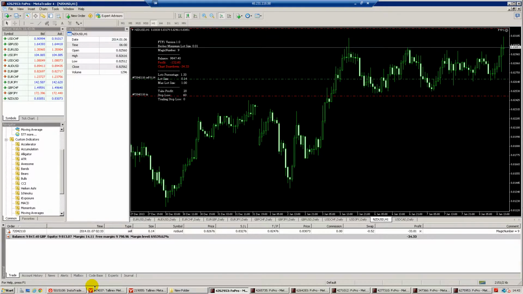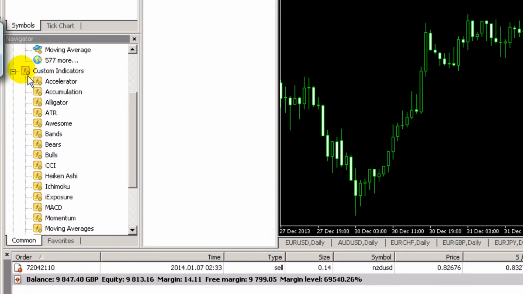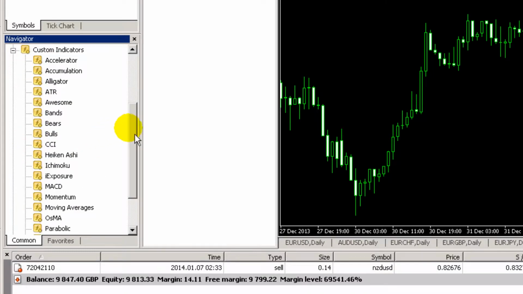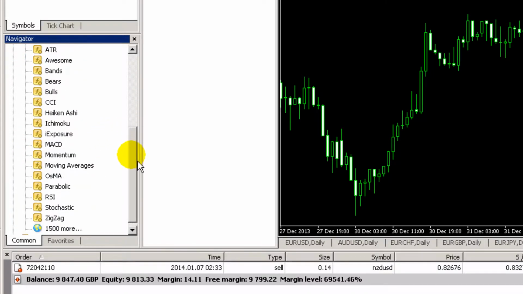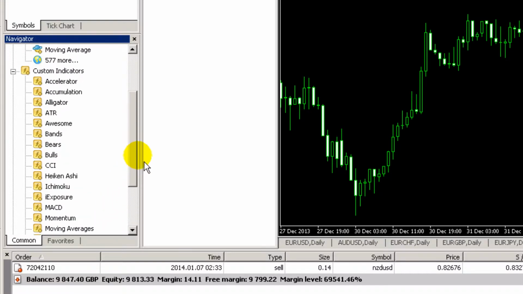Here we are back at an instance of MetaTrader 4, and we can see here in the navigation pane what we normally see here is the account screen, and we see the expert advisors. But if we click down here, we can see custom indicators. And these indicators, there's many of them, over 1,500, and you can also design your own indicators.